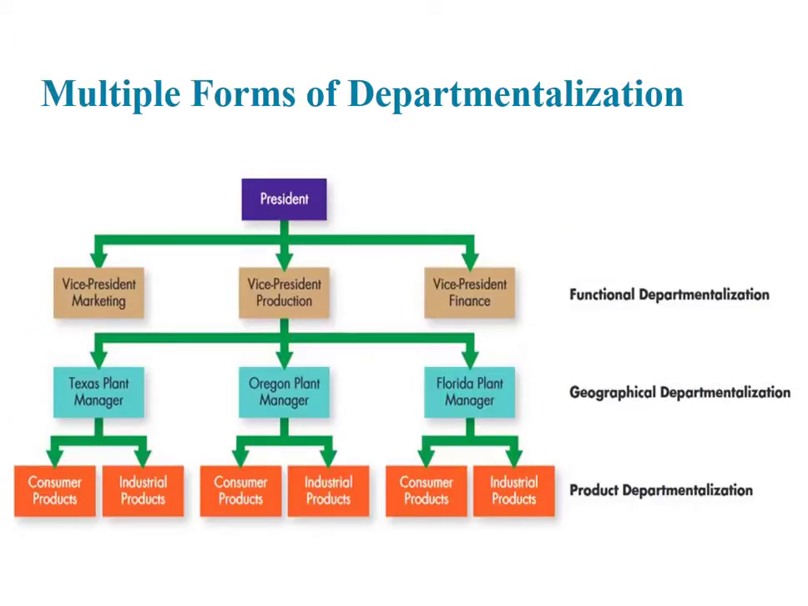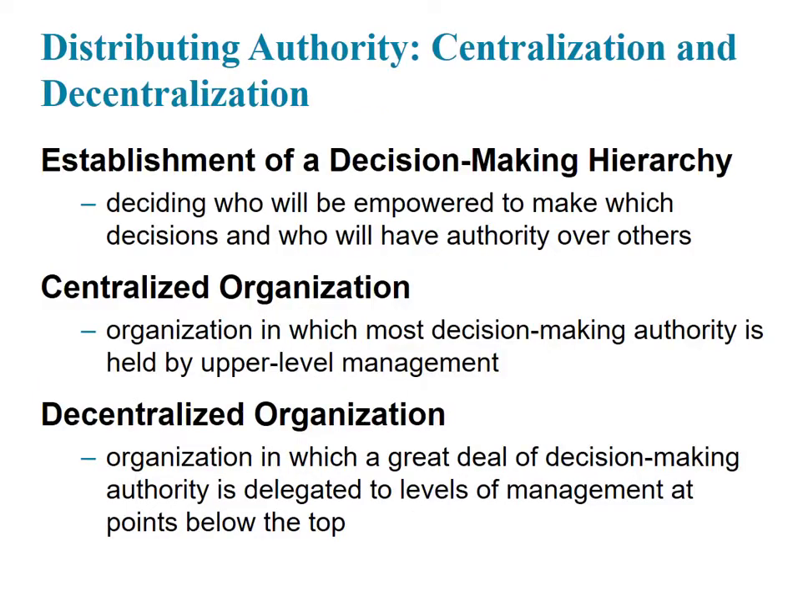Here's an example of that, as you can see in this diagram, where we have functional, geographic, and product departmentalization all in this organizational structure. And now we'll look at that third major building block of organizational structure, and this is the establishment of a decision-making hierarchy. This is usually done by formalizing reporting relationships. When the focus is on the reporting relationships among individual managers and the people who report to them, it is referred to as delegation. When it is on the overall organization, it becomes a question of decentralization versus centralization.